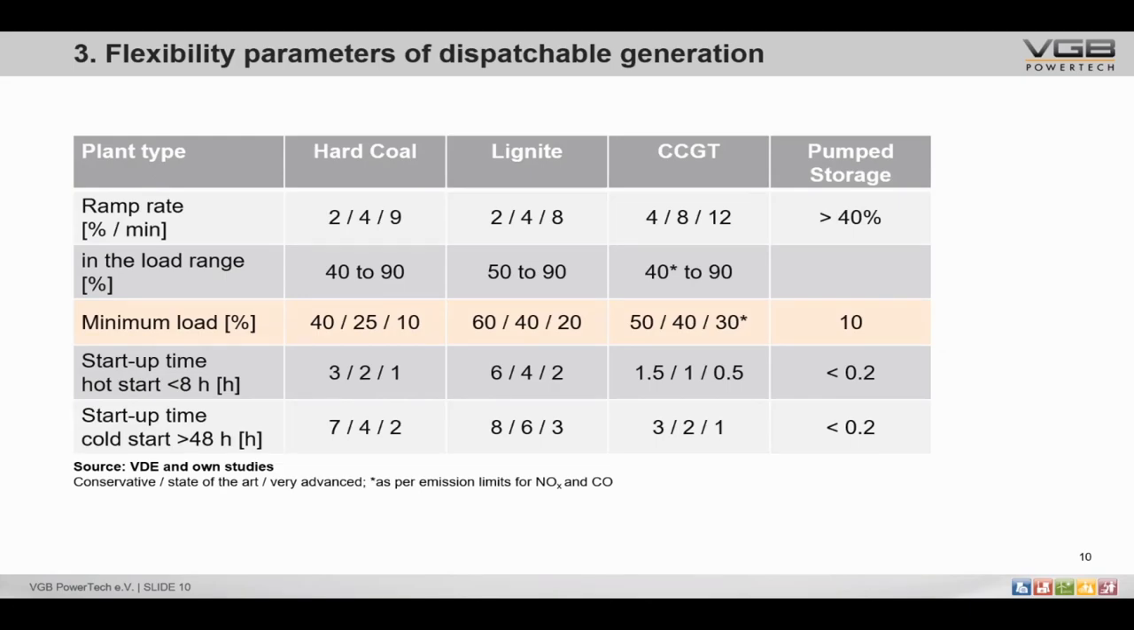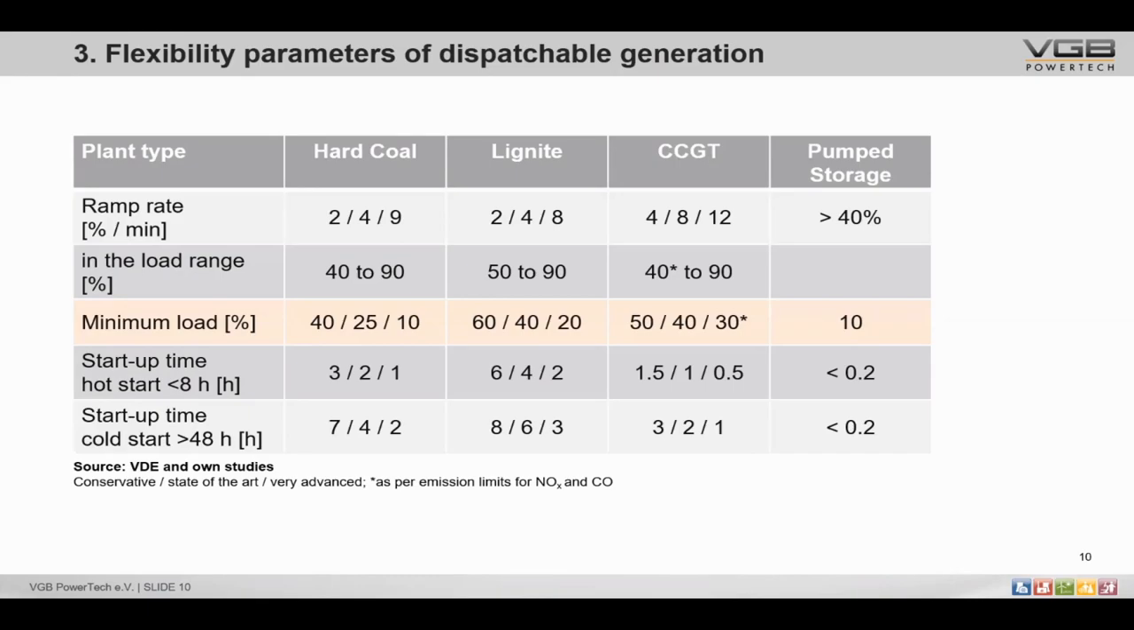That refers to conservative, state of the art, and advanced technologies. I would like to draw your attention here to this. For hard coal in Europe, some plants even achieve a minimum load of 10% without any oil support. This requires a certain coal and adaptations of the plant with respect to the combustion system, associated, for instance, with the operation and adaptations of the boiler protection system, if you want to achieve this low number.